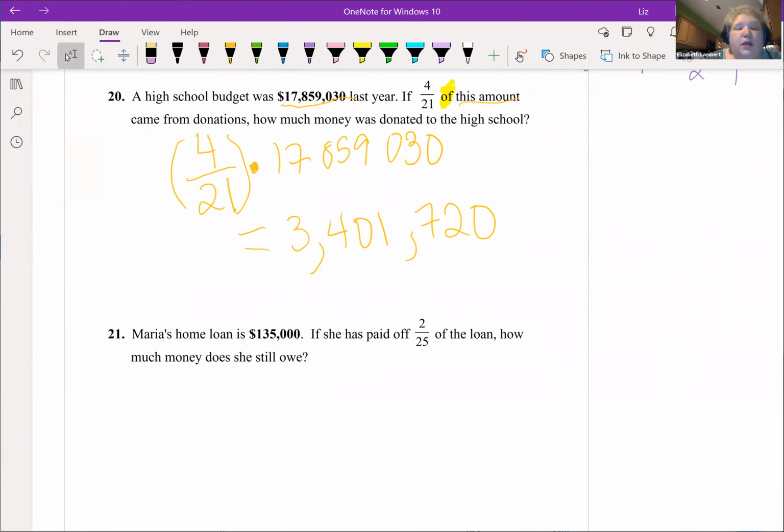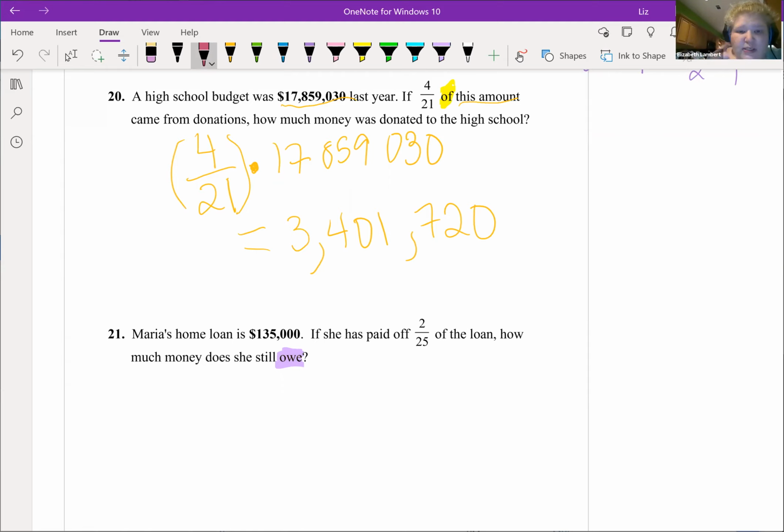Okay. So Maria's home loan is $135,000. That's a decent size. If she has paid off 2/25 of the loan, how much money does she still owe? Okay. So first things first. She's paid off 2/25. So usually when we get that as like a front statement, then the follow-up question is how much has she paid off? But that's not what they asked here. They asked how much does she still owe? So we're going to have to do an extra step here.